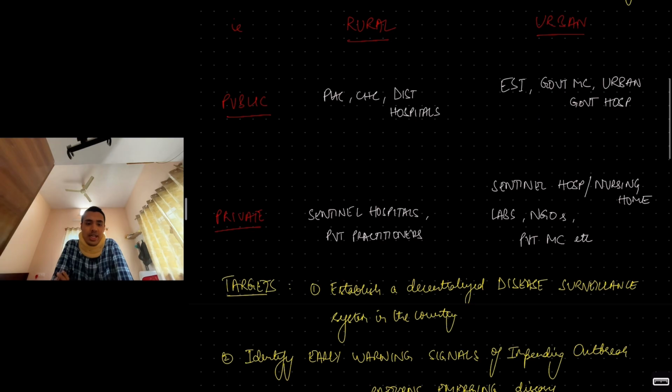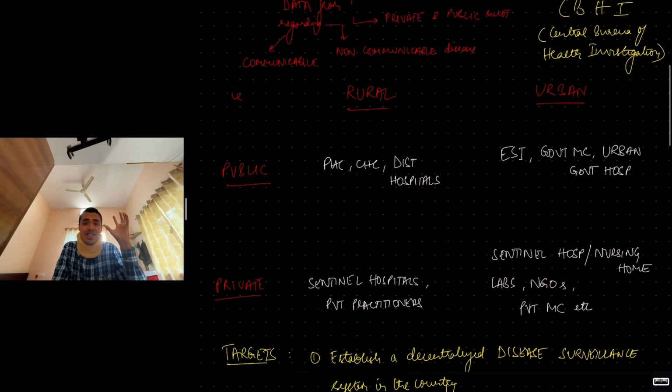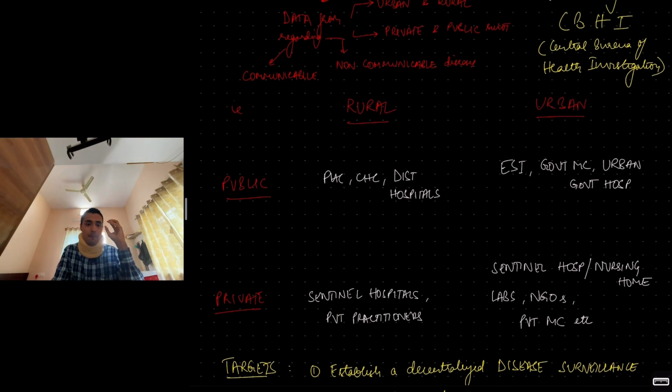So this is about the data reporting units. This is why it is known as integrated disease surveillance, because it is integrating rural, urban, public, private, communicable and non-communicable diseases in both public sector and private sector to get an overall idea of the prevalence of diseases in our country.